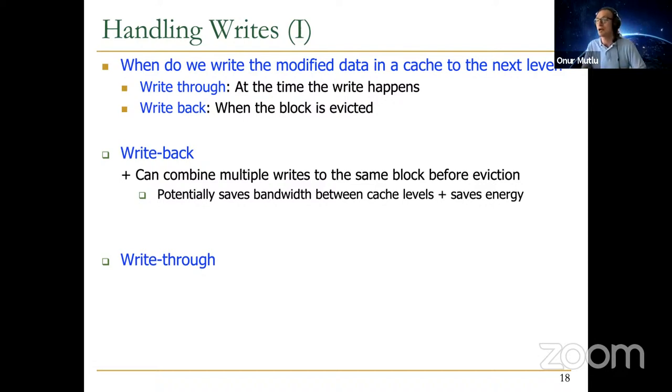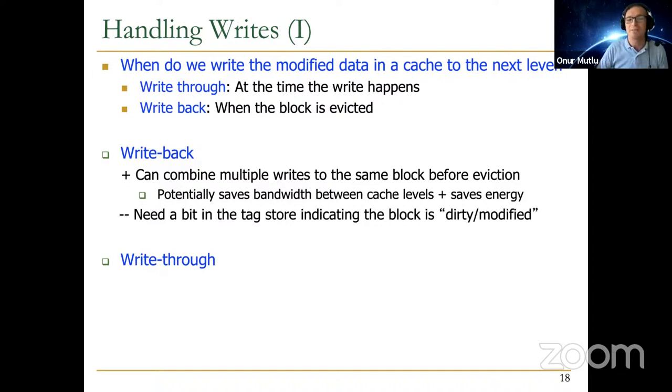Now this causes a lot of bandwidth between cache levels and it causes a lot of energy because you need to exercise interconnect between the cache levels. But a write back cache avoids this because it can combine multiple writes to the same blocks before evicting it. No other cache knows about these writes except for the L1 cache, okay? So that's the beauty of a write back cache. But the downside is now you need a bit in the tag store indicating the block is dirty or modified. And that's the price you pay.